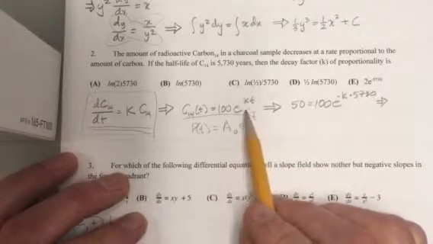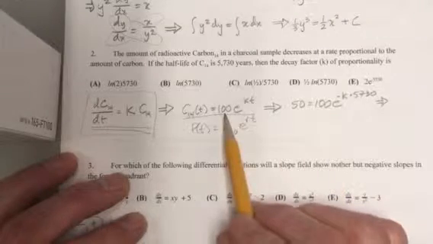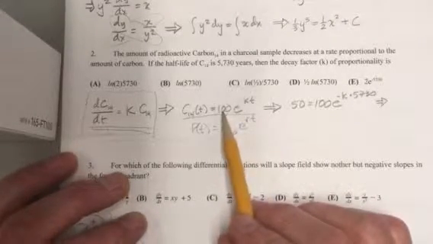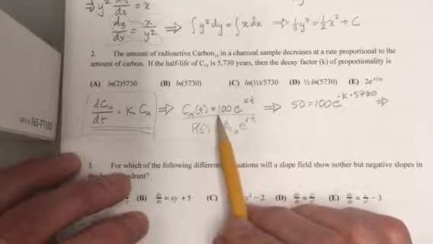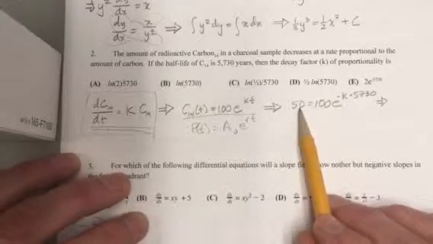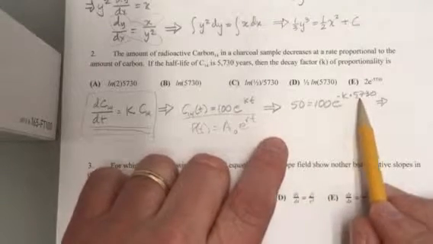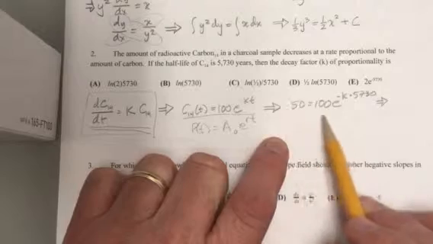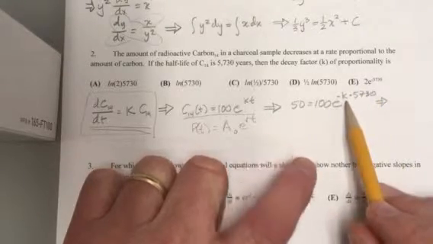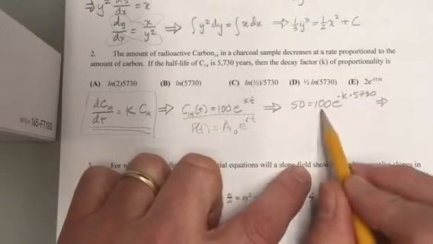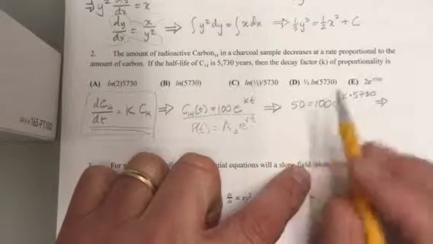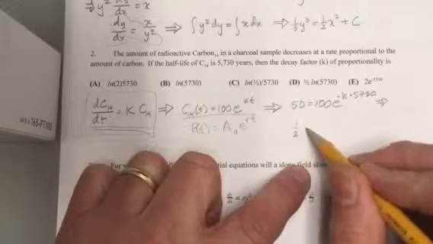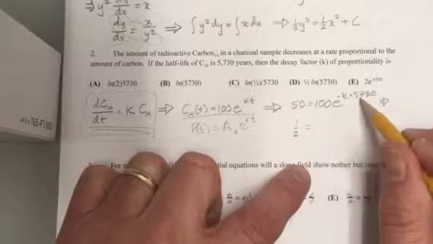What we need to do then is say, okay, this is 100% of some amount of carbon. You could use 10 grams or something like that, but it's better just to think of it in terms of a percent. We know that after 5,730 years, we'll have 50% of it left. So this is my true mathematical statement with only one unknown. How do I solve for this? Well, I divide both sides by 100. I'll get 1/2, and that will be equal to e to the k times 5,700.